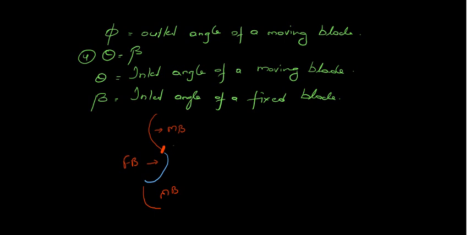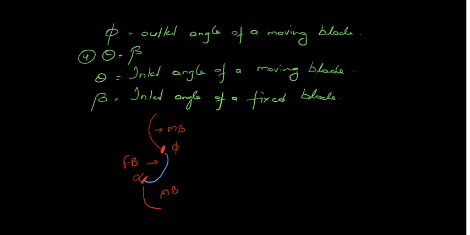Outlet angle of a moving blade is equal to that of the outlet angle of a fixed blade. Am I clear? Where is the outlet point here? This is the fixed blade, this is the outlet of a fixed blade, and this is the outlet of a moving blade. These two angles are equal. Similarly, theta equals beta. What is theta here? Here this is the theta.